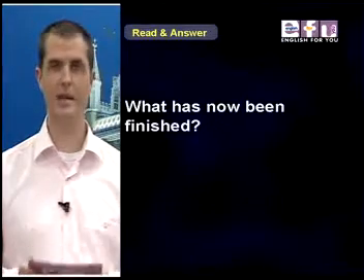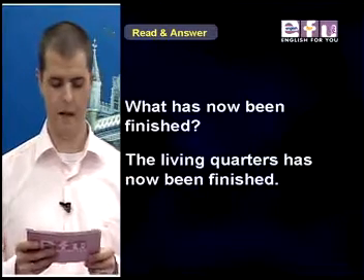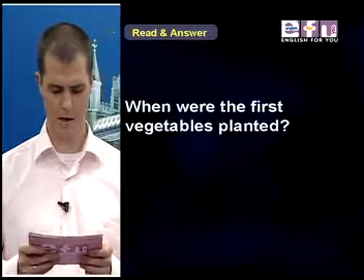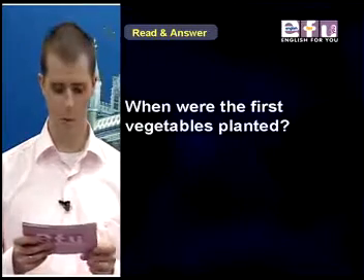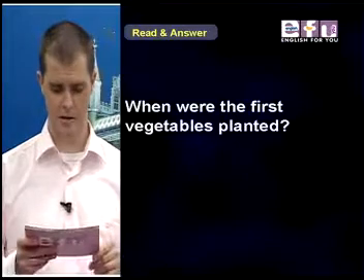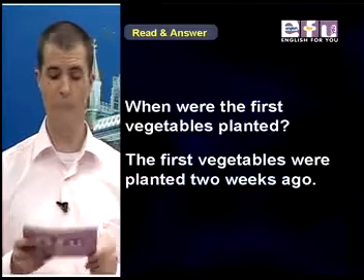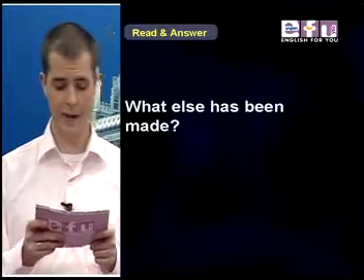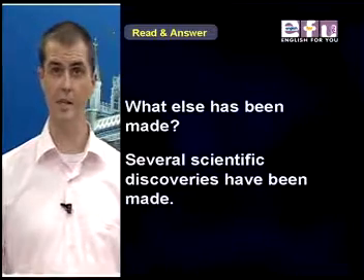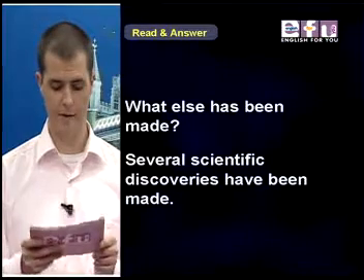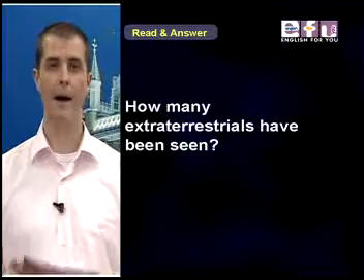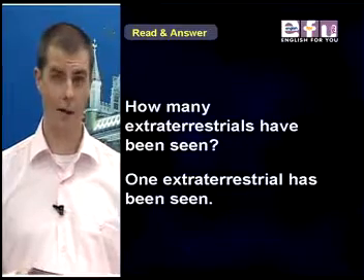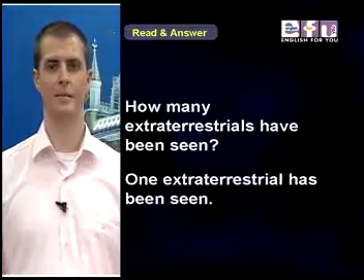Number 4. What has now been finished? The living quarters has now been finished. Number 5. When were the first vegetables planted? The first vegetables were planted 2 weeks ago. What else has been made? Number 6. Several scientific discoveries have been made. Number 7. How many extraterrestrials have been seen? 1 extraterrestrial has been seen.